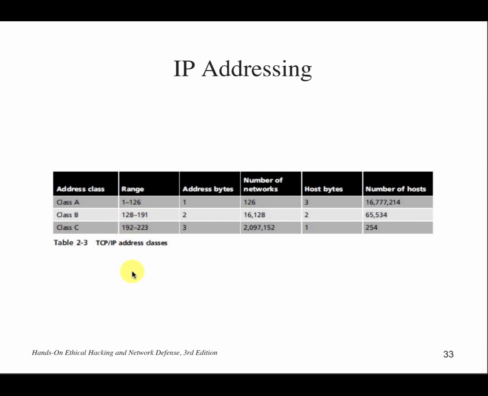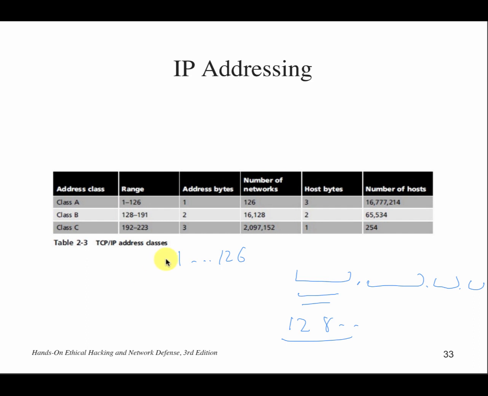Remember, here it's 1 up to 126. Remember, we have 1 byte, 2 bytes, 3 bytes, 4 bytes. So the first byte goes from 1 up to 126. For Class B, the first byte starts at 128. When you convert this to binary representation, it's going to be 1, 0, and the rest are going to be all 0s.